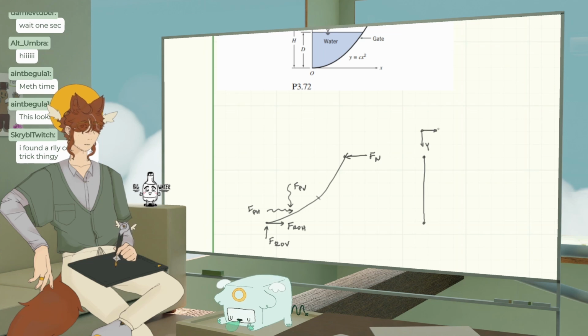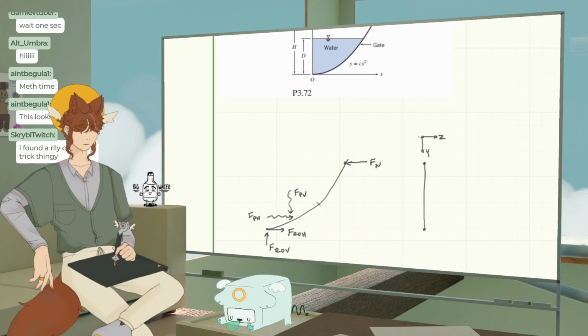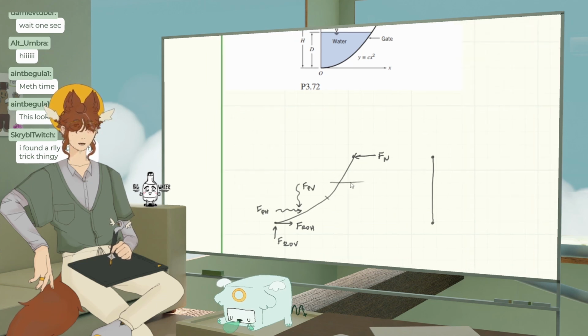That's Y. This is Z. This is our fluid line. I lied, that's not our fluid line. Our fluid line is like here. Maybe when I don't look at the picture I'm drawing.